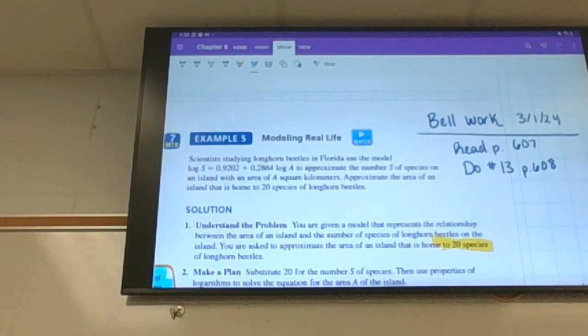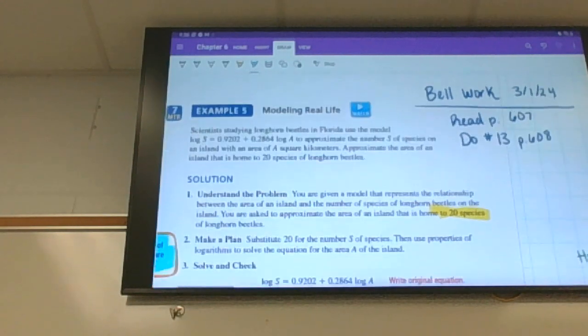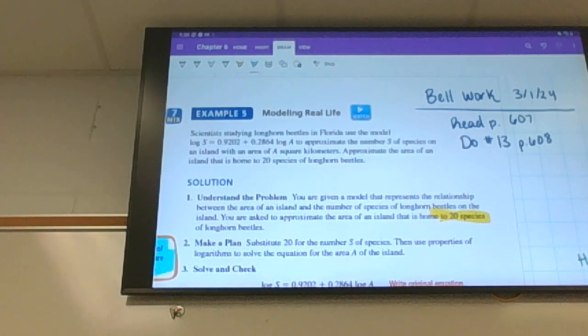Alright, so you guys know lots of scientists study insects because they can be very indicative of the rest of the environment. So scientists studying longhorn beetles in Florida use this model to approximate the number of species on an island with 8 square meters. Approximate the area of an island that is home to 20 species of longhorn beetles. Now this one's really complicated.